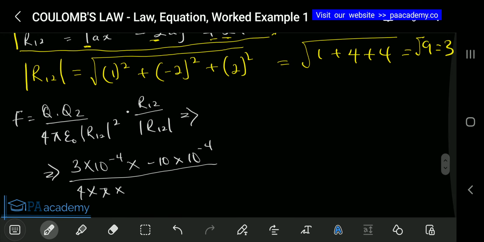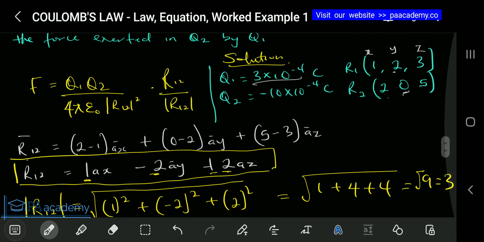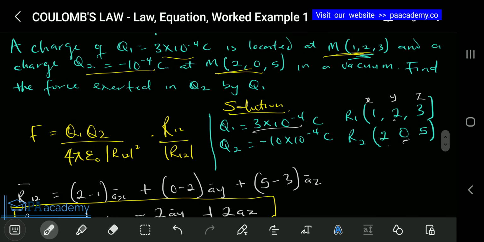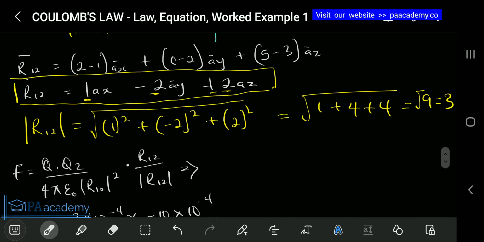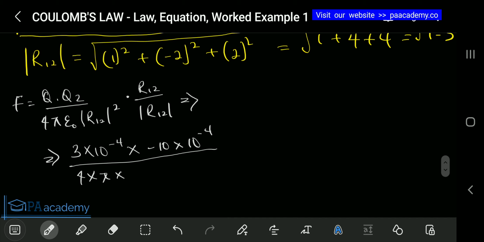we are not given the value of E naught, but we already know that from the previous video I mentioned, that it's the value of E, so let me just write it here, is 8.854 times 10 raised to the power minus 12, or you can use 1 over 36 pi times 10 raised to the power minus 9. So that's the value, it's a constant. So you might be given it in your question, and you might not be given, but you just have to take note of that.